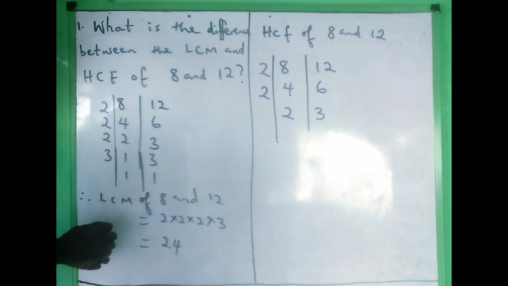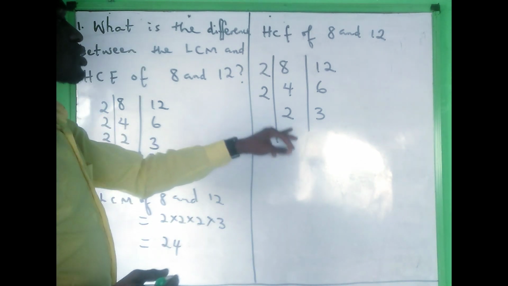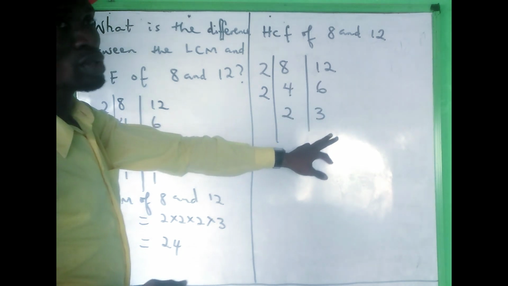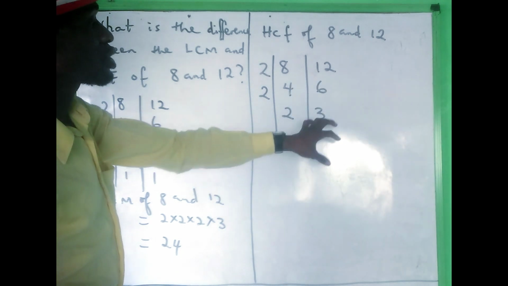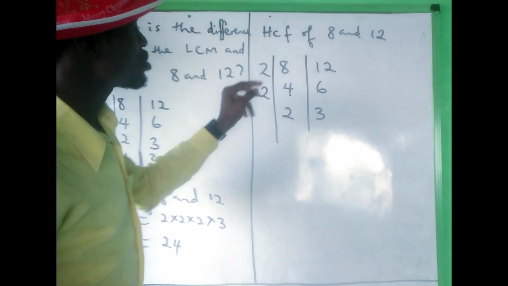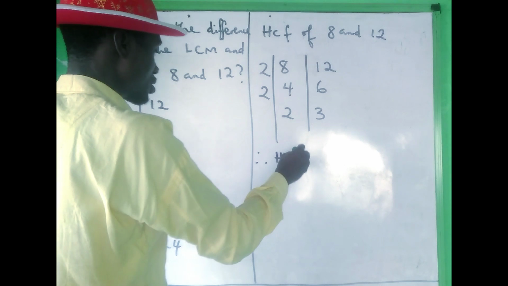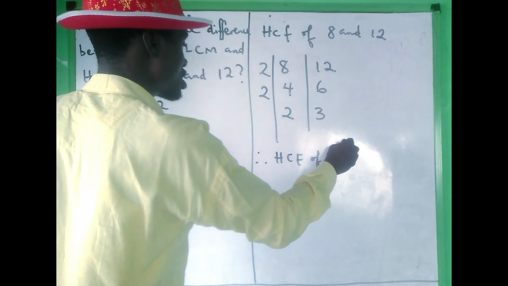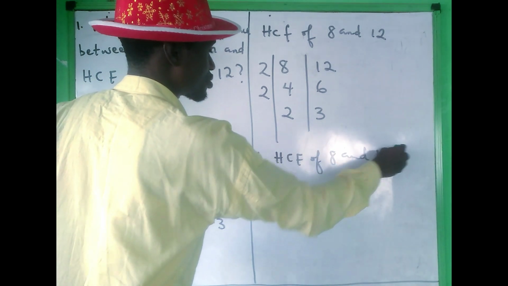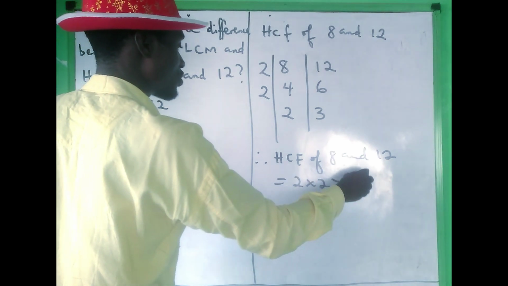Also, as you can see, the last values here are 2 and 3. There's nothing that can go that will give us a whole number. So therefore the HCF of 8 and 12 will be 4. So now say therefore HCF of 8 and 12 is equal to 2 times 2, which is equal to 4.